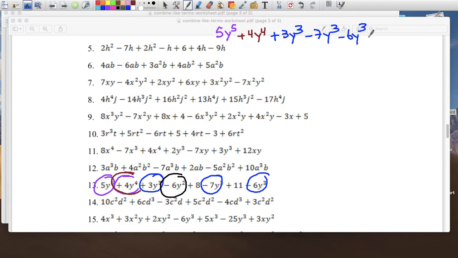Minus 6y squared, right? Because that's a different type of y. And finally, orange. I have the plus 8 and plus 11. So again, imagine these were all stones, and I asked you to move all these stones by color, right? So all the like colors next to each other, and that's exactly what you would have.